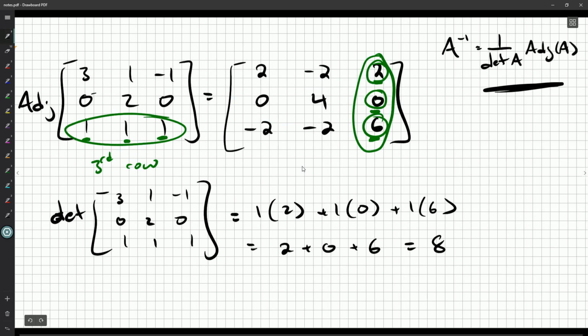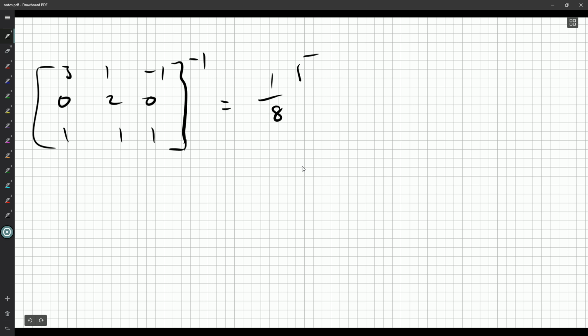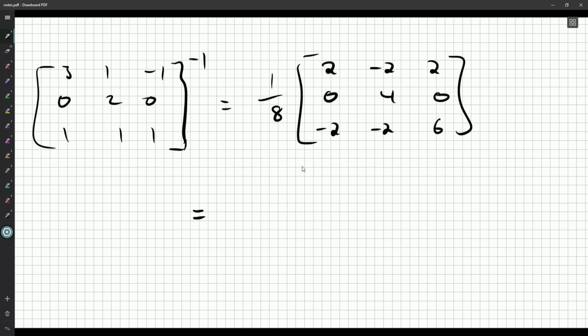So now, 1 over the determinant times the adjoint. And then we'll be all done. So 1 over 8 times 2, negative 2, 2. 0, 4, 0. Negative 2, negative 2, 6. And so when we go and divide by 8, all of these entries of the adjoint are even. Kind of interesting.